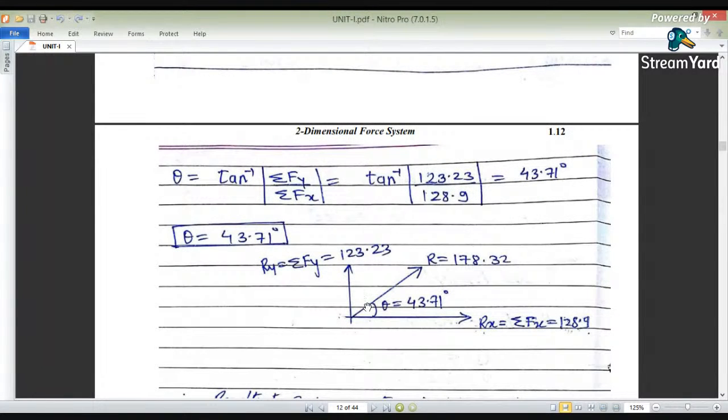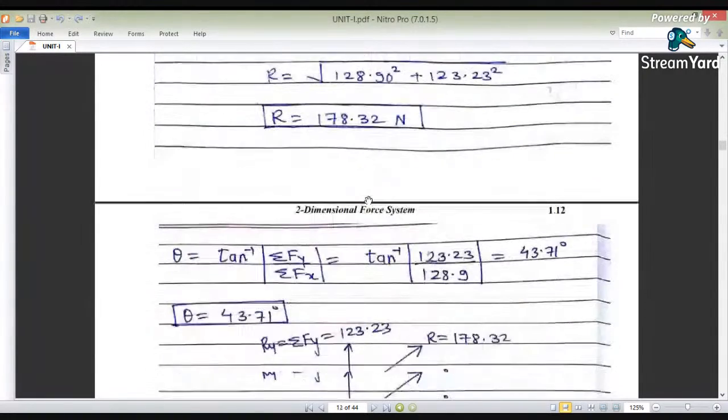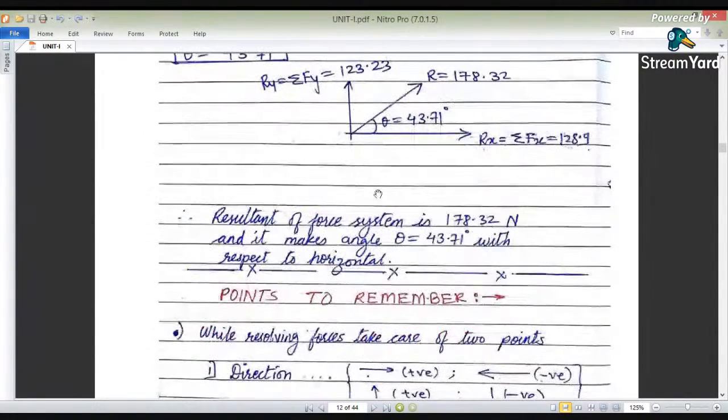So in this way, this small figure represents the resultant, which has an intensity of 178. After calculations, we have calculated the resultant as 178.32. It is making an angle theta, that is 43.71. After resolving, the addition comes to be 178.32. These are the two values Fx and Fy, the first value being 128.23. So in this way, the resultant of the force system is 178.32 newtons, and it is making an angle theta of 43.71 with the horizontal axis.